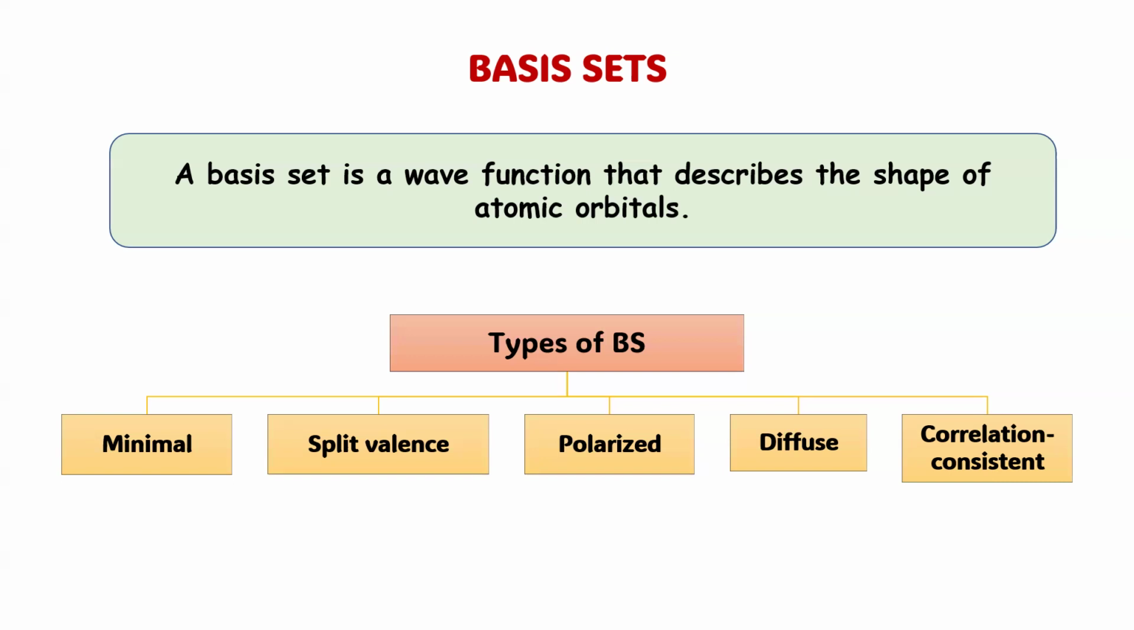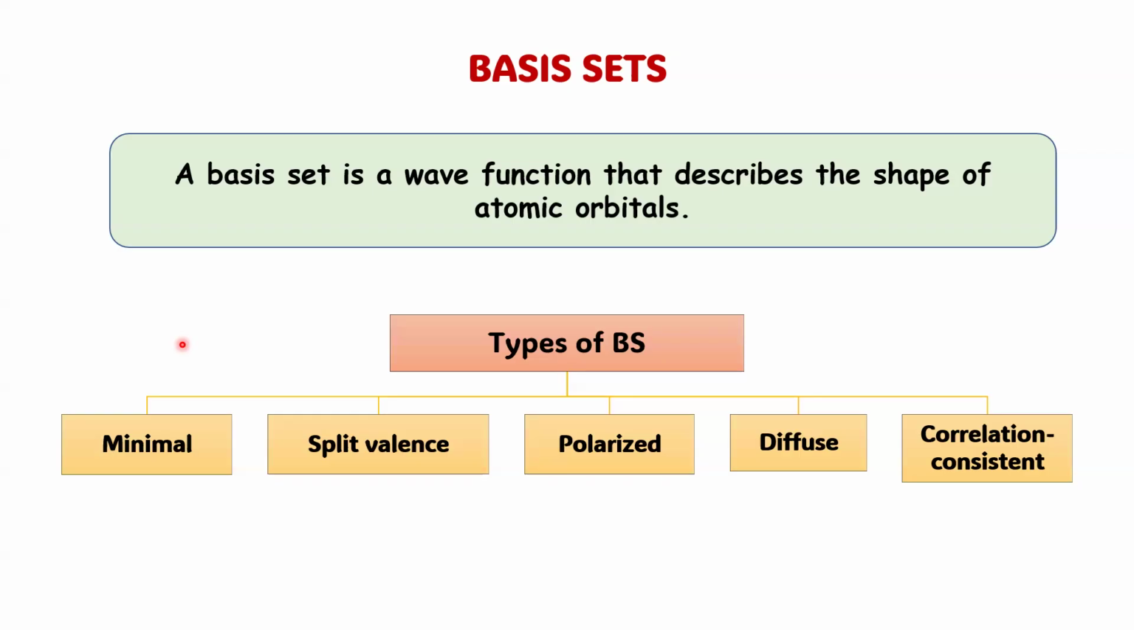These basis sets are classified into different types. There are more than 10 to 15 types of basis sets. But in this lecture, I am going to discuss only some of the important basis set types. The first one is the minimal basis set. Minimal basis sets are the simplest and smallest basis sets. They use only one function to represent the atomic orbitals of each atom. For example, STO-3G is one example of a minimal basis set.